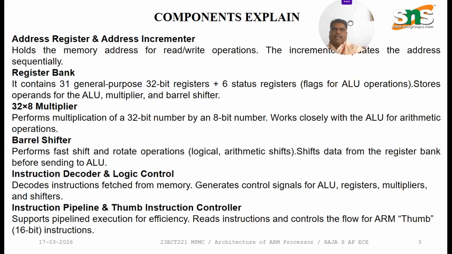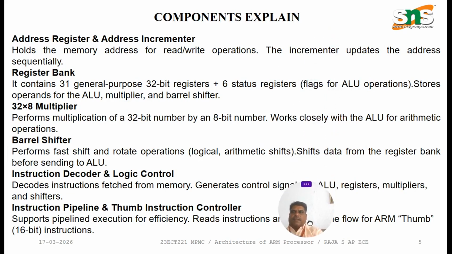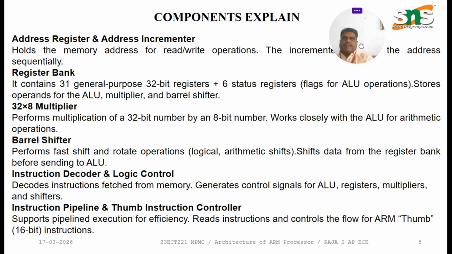So these are the components of ARM architecture: address register and address incrementer. It holds the memory address for read-write operations. The incrementer updates the address sequentially. Next, the register bank. It contains 31 general purpose 32-bit registers in addition to 6 status registers, and it stores operands for the ALU, multiplier and barrel shifter.